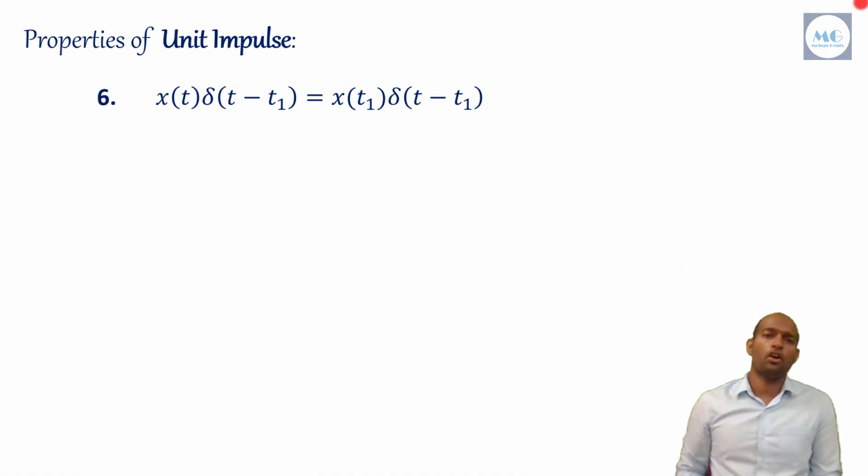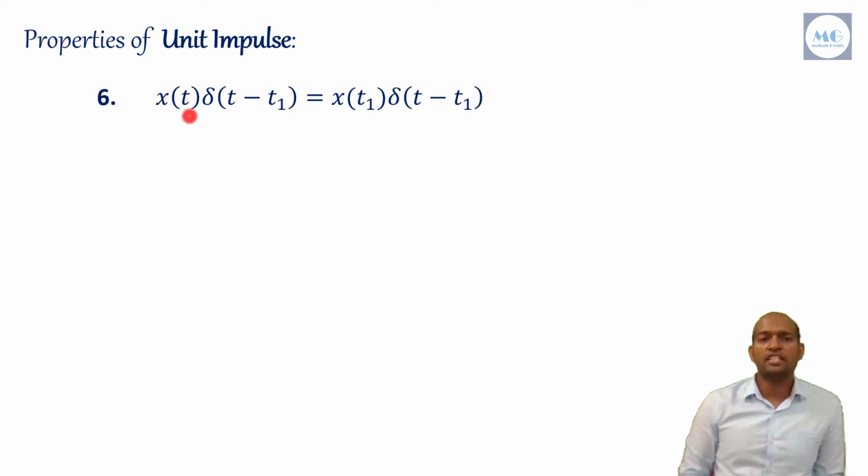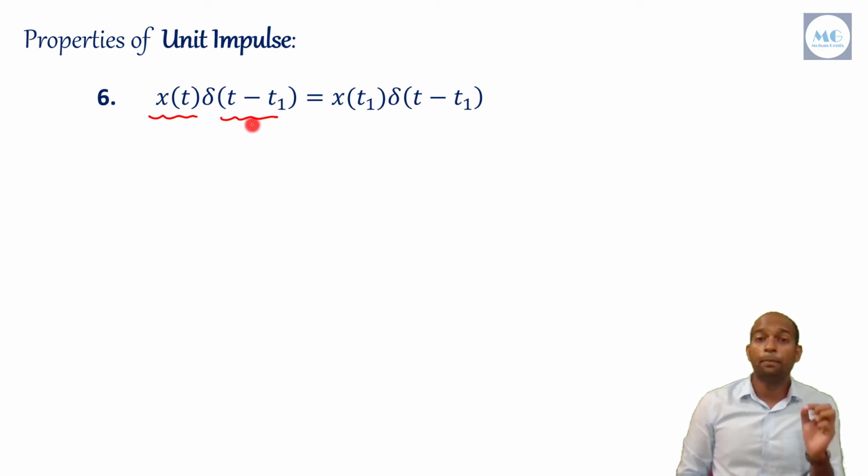Our sixth property of unit impulse is x(t) δ(t − t1). If there is some function x(t) multiplied with δ(t − t1), note that t − t1 is time shifting. Remember, time shifting can come anytime. So time shifting, time scaling, amplitude scaling are basic properties and basic operations of functions. These will be useful. I have already covered them in my initial lectures. If you don't know them till now, you can watch those lectures.